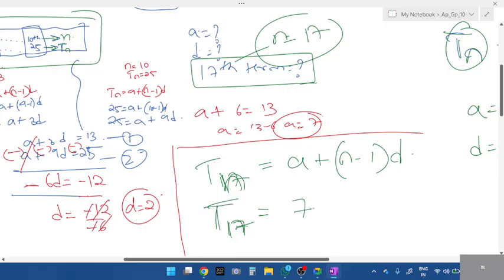A is equal to 7, plus n is equal to 17 minus 1, into D. What is the D value we got? D is equal to 2. 7 plus 17 minus 1 is 16. 16 into 2 is, calculate. 17 minus 1 is 16. 16 into 2 is 32. 32 plus 7. Yes, 39 is the answer.